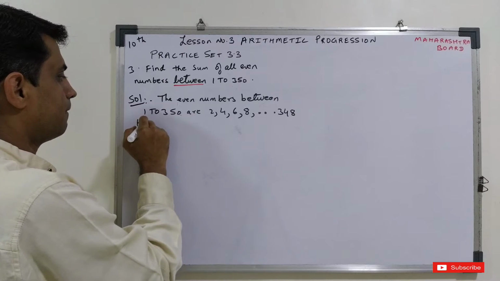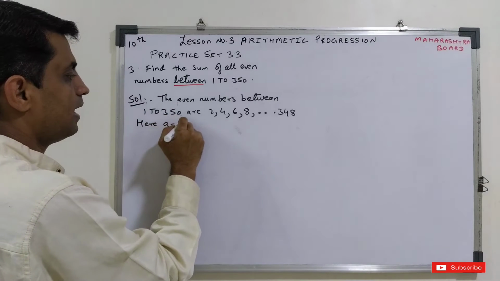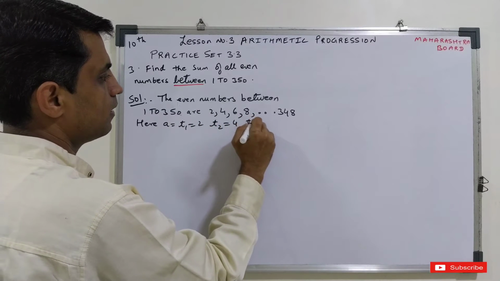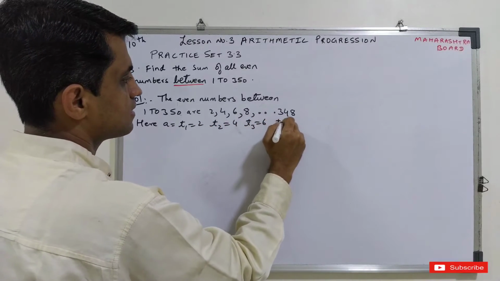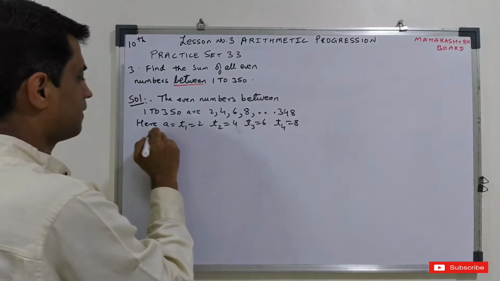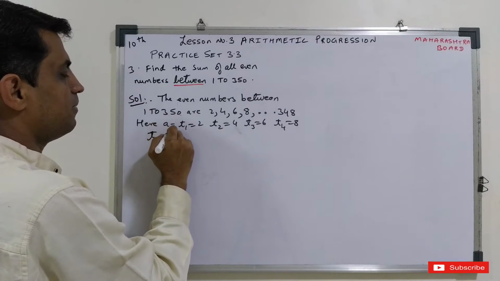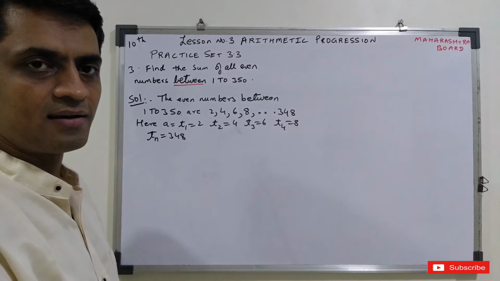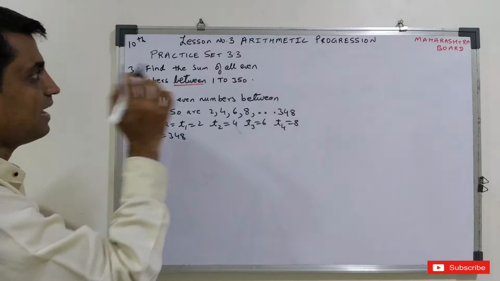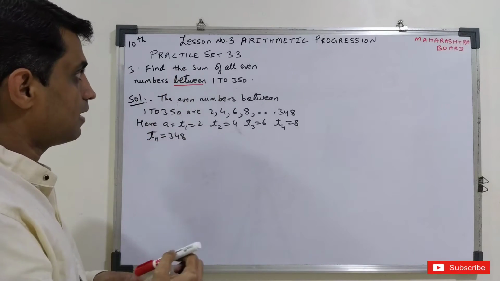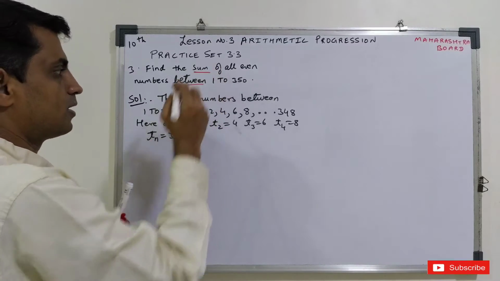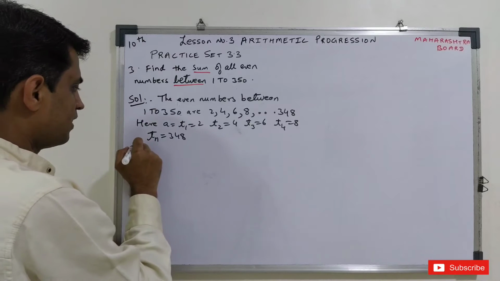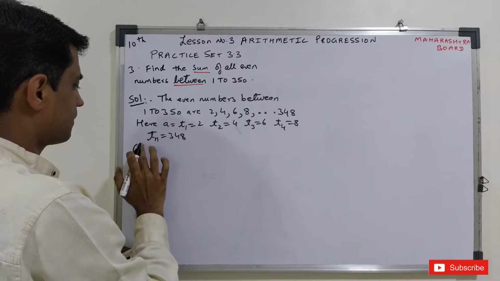So here, the AP means T1 is 2, T2 is 4, T3 is 6, T4 is 8, and Tn means our last term. The last term we know is 348. Now we have to find Sn. Sum means total. We have to find Sn. Now, before that, let us find a common difference.